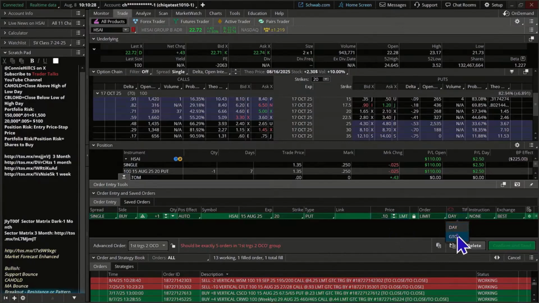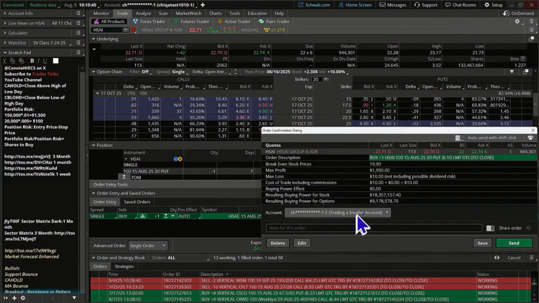We'll make it good till canceled. And then hopefully in the next day or two, the stock will run up to it. And let's see. Oh, I've got to change my order type. There we go. Just a single order here. Now it's going to let us confirm and send, and it'll send it into our smaller trading account bucket.